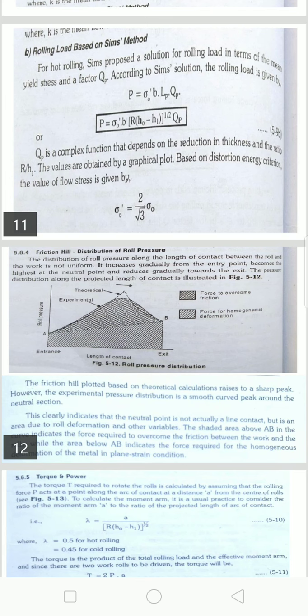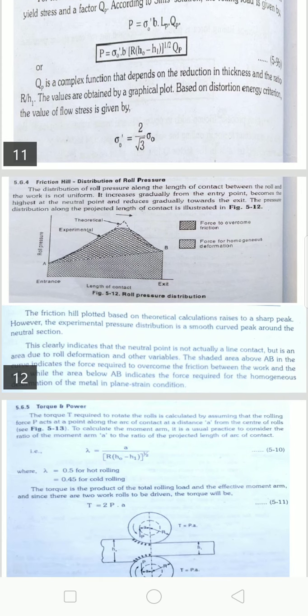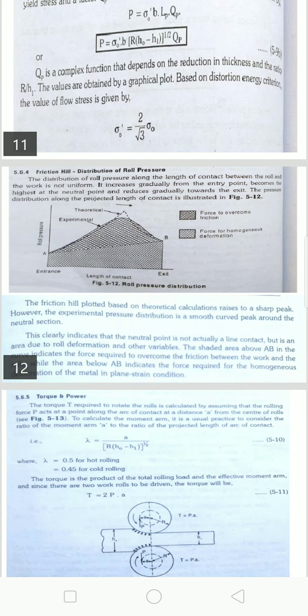However, the experimental pressure distribution is a smooth curved peak around the neutral section. This clearly indicates that the neutral point is not actually a line contact, but it is an area, due to roll deformation and other variables. The shaded area above AB in the curve indicates the force required to overcome the friction between the work and the rolls, while the area below AB indicates the force required for homogeneous deformation of the metal in plane strain condition.